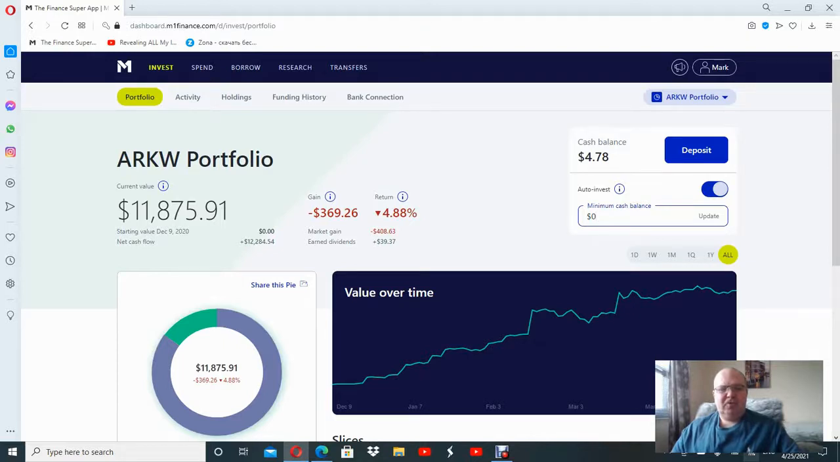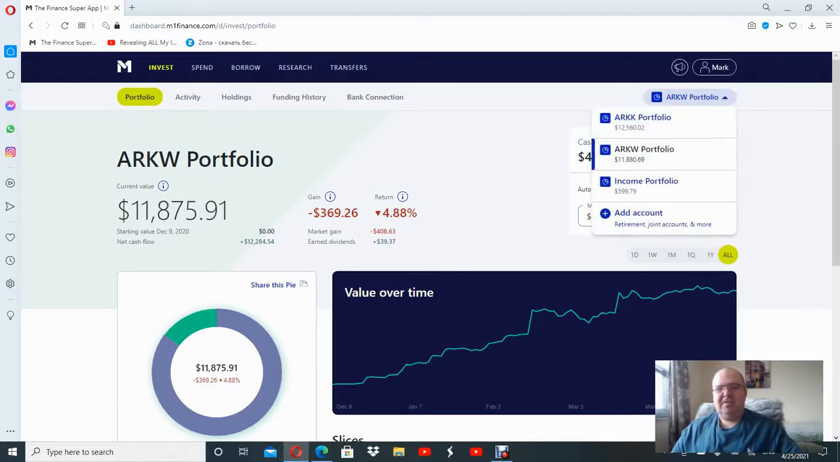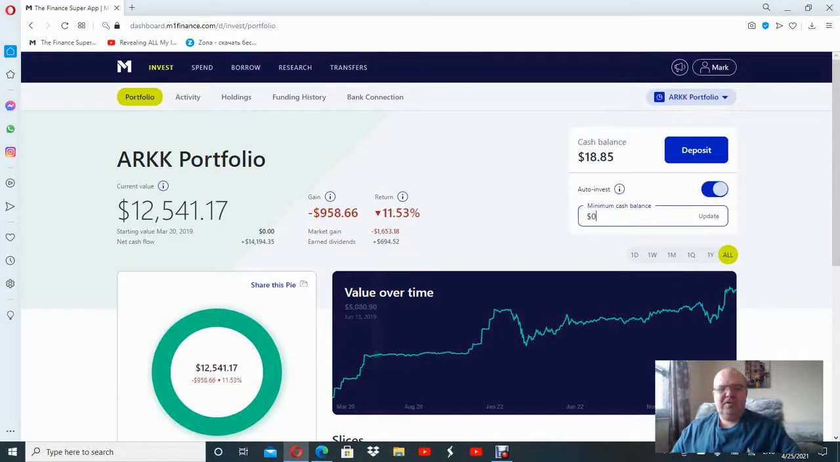And today I thought I'm gonna share with you that I made some additions to my portfolio right now, because I am on Finance, I have two portfolios right now. ARKW is consistently showing me minus 4.88%. Right now it basically stays within the same range. And ARKK portfolio, it's doing even worse, negative 11.53%.